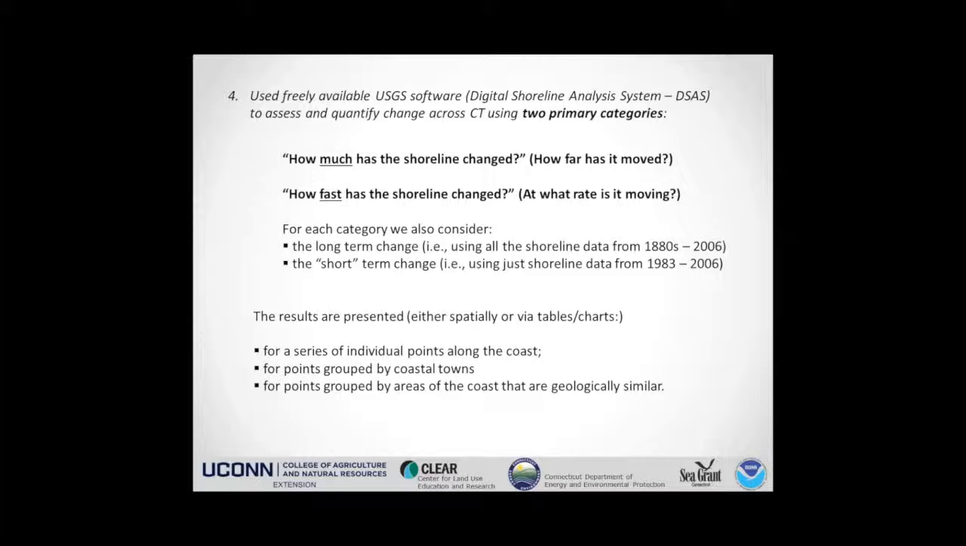We have tables, charts, GIS data for individual points along the coast. These are the transects that Joel had mentioned. But we can also do some aggregation, and we can group those transects by town. We've also looked at them by areas of the coast that are geologically similar. And this was recommended to us by USGS.